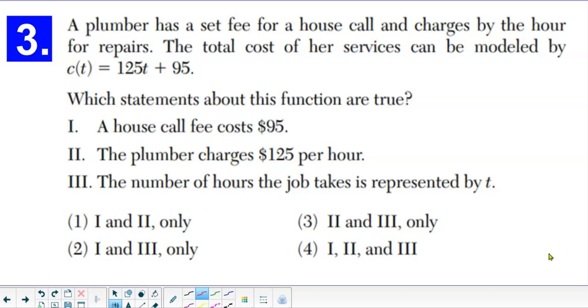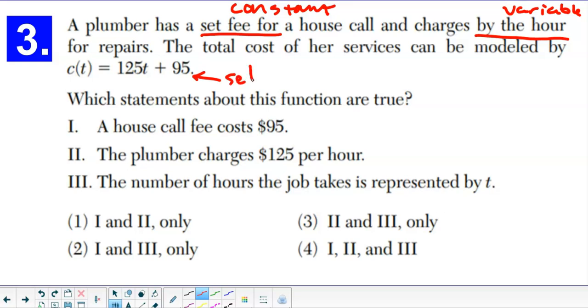Question 3. A plumber has a set fee for a house call and charges by the hour for repairs. So if you have a set fee and then you charge by the hour, this is the variable and this is the constant. The equation is modeled by C of t equals 125t plus 95. Which statements about this function are true? So this must be the set fee because it's the constant. And this must be the rate of change because it varies depending on the time the plumber works.